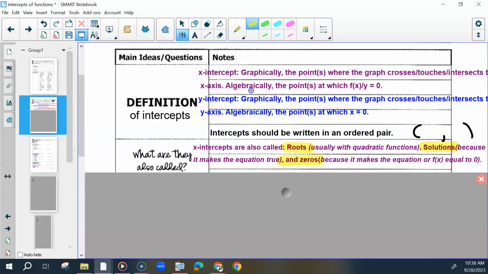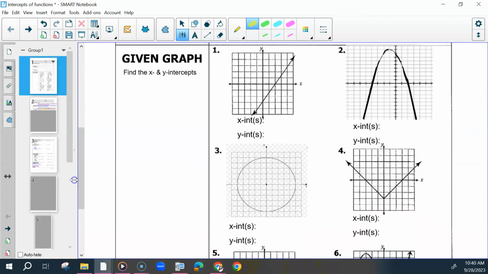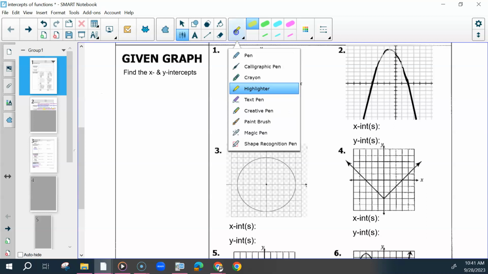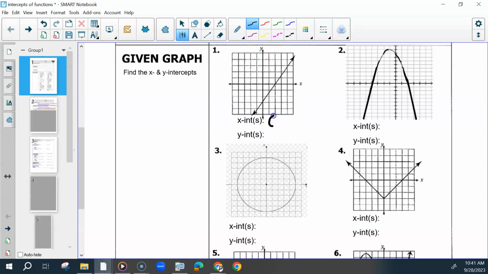Once everyone has written down all the definitions, whatever they want to write from this, we'll move on. Where does that cross the x-axis? At positive 2, so we write it as an ordered pair. X first, 2, what's your y-value? 0, always. And I'll put a foot there. Where does this cross the y-axis? -3. So if we're starting with x, what's your x-value? 0, always.